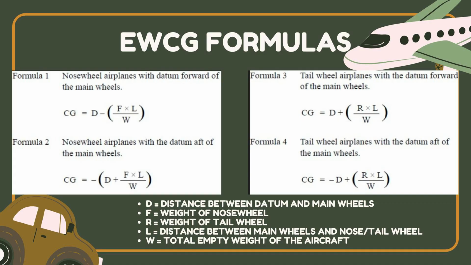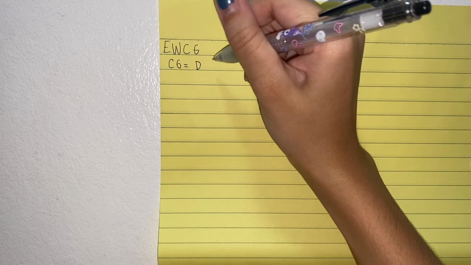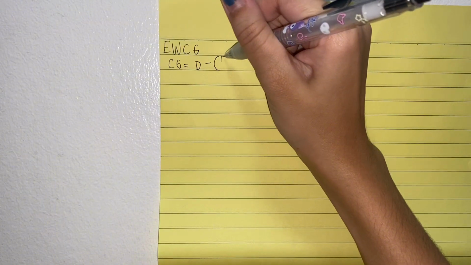D is the distance between datum and main wheels. F is the weight of the nose wheel. R is the weight of the tail wheel. L is the distance between main wheels and nose or tail wheel. W is the total empty weight of the aircraft. These will be our sample values. For this example, we will be using formula number 1.